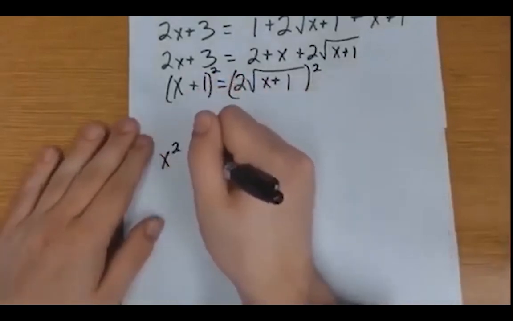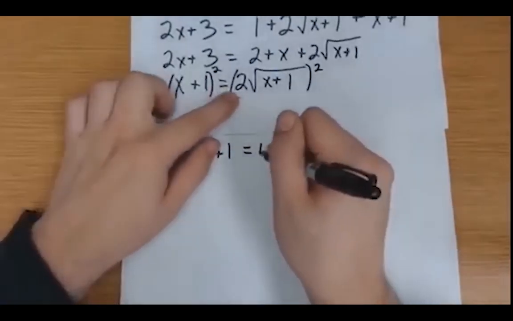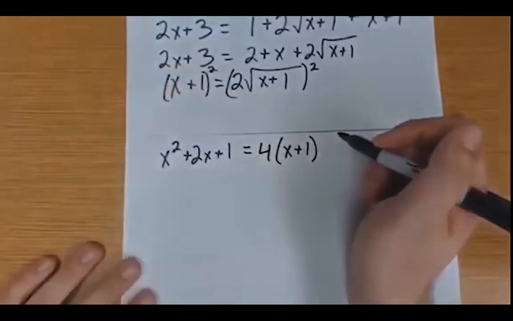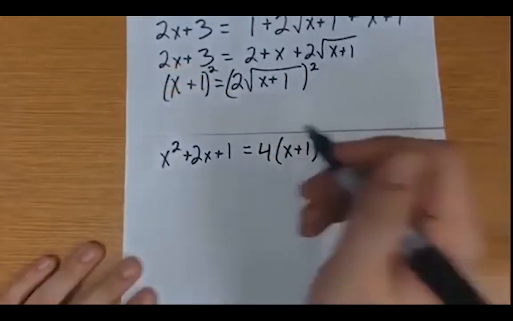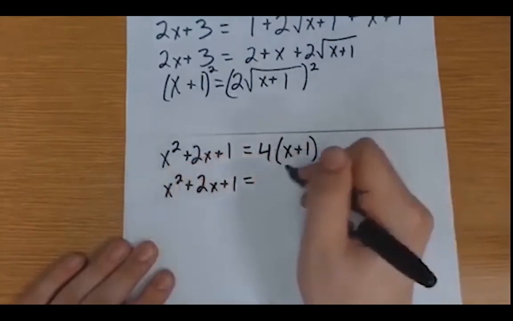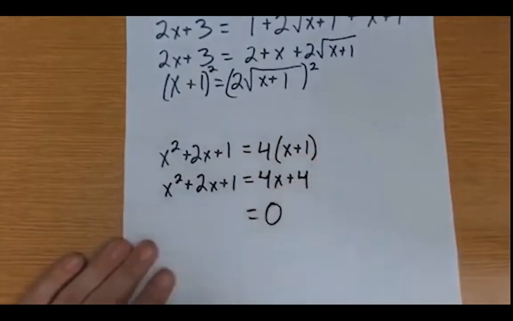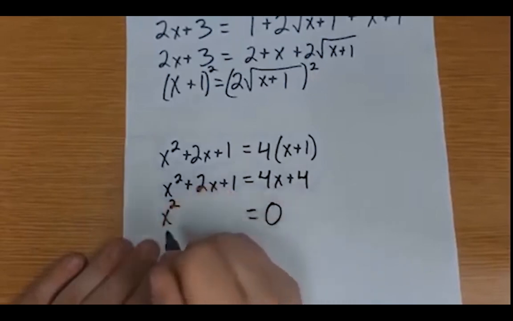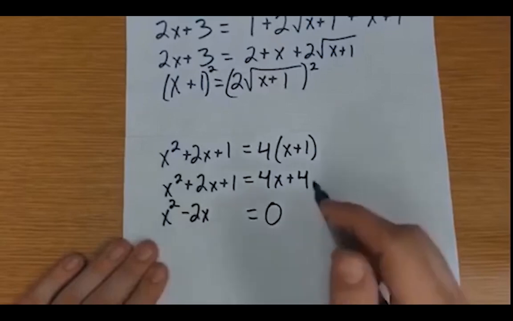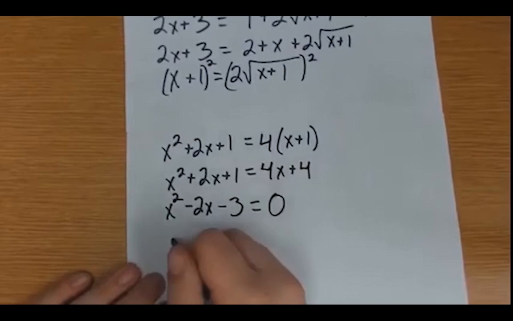X plus 1 squared is x squared plus 2x plus 1. 2 squared is 4. Radical x plus 1 squared is x plus 1. We still have to multiply those together. So distribute: 4x plus 4. Get everything on one side, 0 on the other. So subtract 4x from positive 2x.